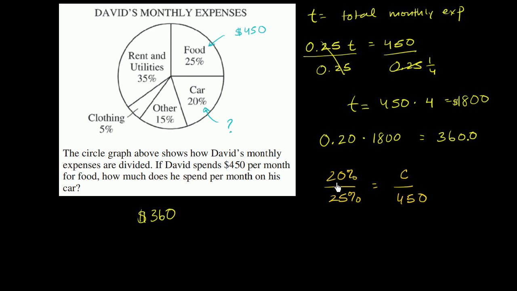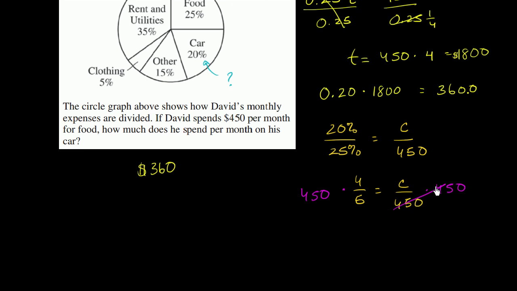And so we could solve this, and actually let's simplify a little bit. Both this numerator and this denominator we could divide by 5, and we get 4% over 5%. And actually, we could multiply both of these times 100, so it just becomes 4/5. So you get 4 over 5 is equal to C over 450. Now to solve for C, we just have to multiply both sides by 450, and we get his dollar expenditure on his car is equal to 450 times 4 over 5.